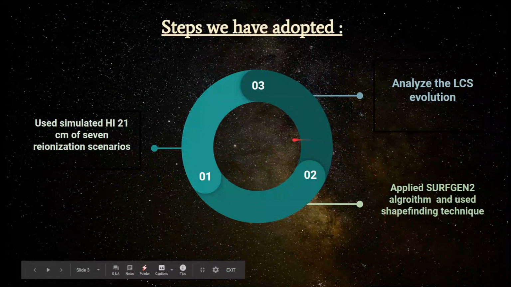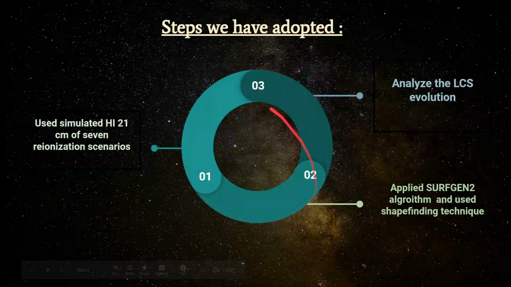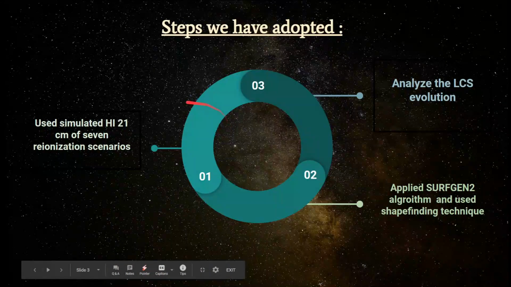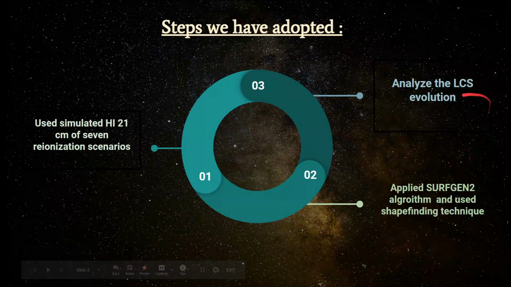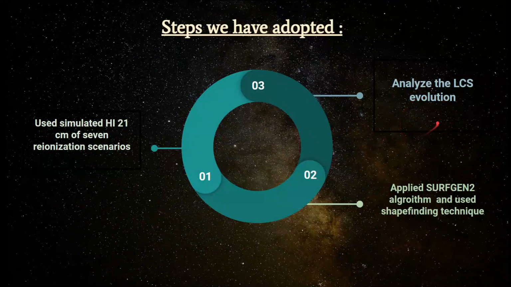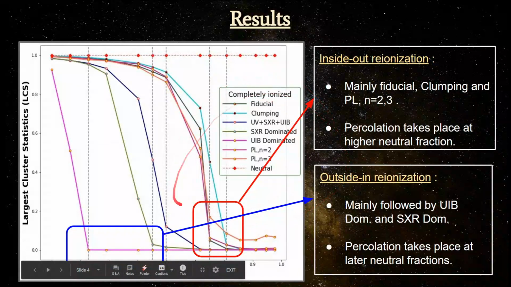2016. Now these are the 3 steps which I am using in my work. I am using the simulated H1 21 centimeter maps of the reionization scenarios, and I am applying the SURFGEN2 algorithm on them, and by using the shape finding technique we are calculating the value of LCS. Once we are done with that, we analyze the LCS evolution, and on the basis of this we draw interesting conclusions. So here are the results which we have got so far.